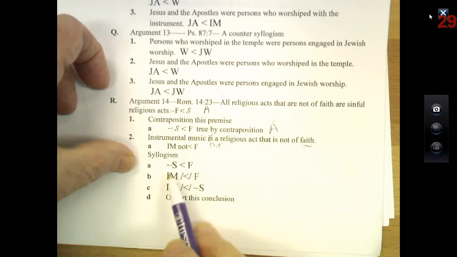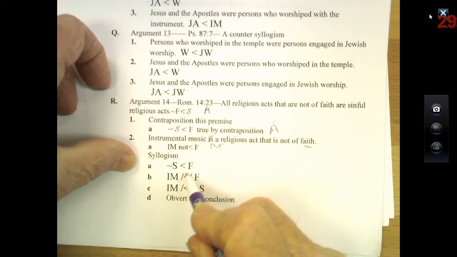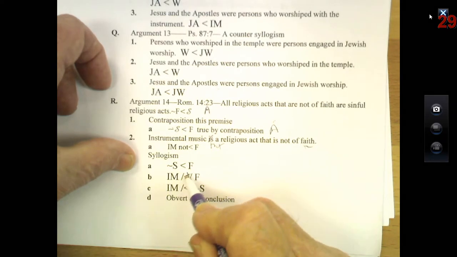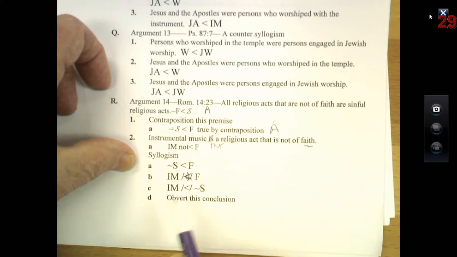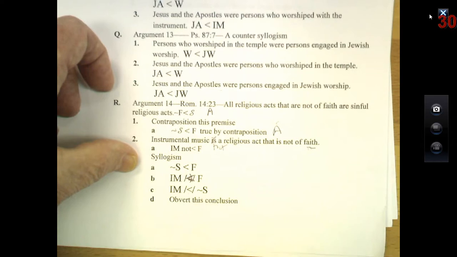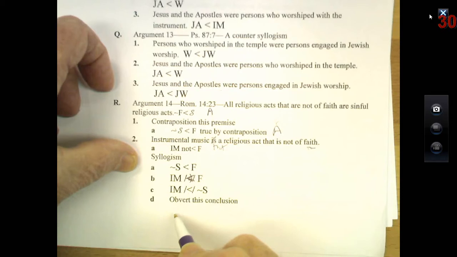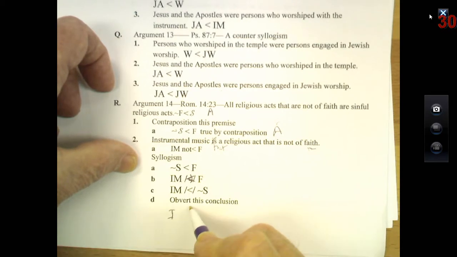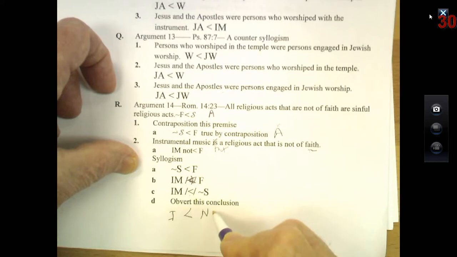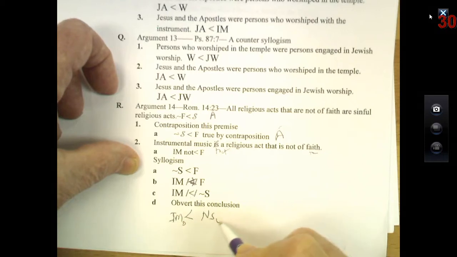Let's look at the syllogism and see if I got it right. All unsinful acts are acts of faith. Instrumental music is not of faith. Therefore, instrumental music is not a sinful act. Now let's obvert the conclusion. What do I do when I obvert? I change the quality, negate, and negate the predicate. So all instrumental music is a non-sinful act.